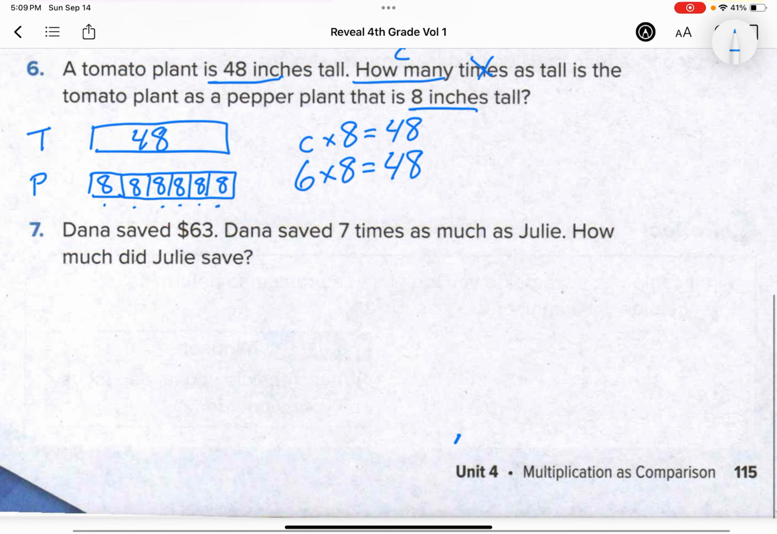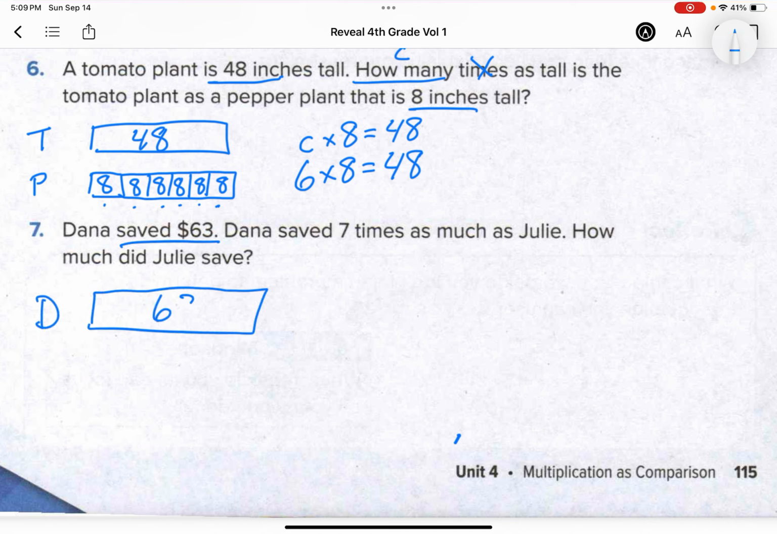Number 7, Dana saved 63. So let's start with that tape diagram or bar diagram. There's 63. Dana saved 7 times as much as Julie. So that means Julie saved less, and she saved 7 times as much. So our model is going to be slightly different than the one above because this time it's telling us how many groups we have. We have 7 times. We have 7 groups. 1, 2, 3, 4, 5, 6, and 7.